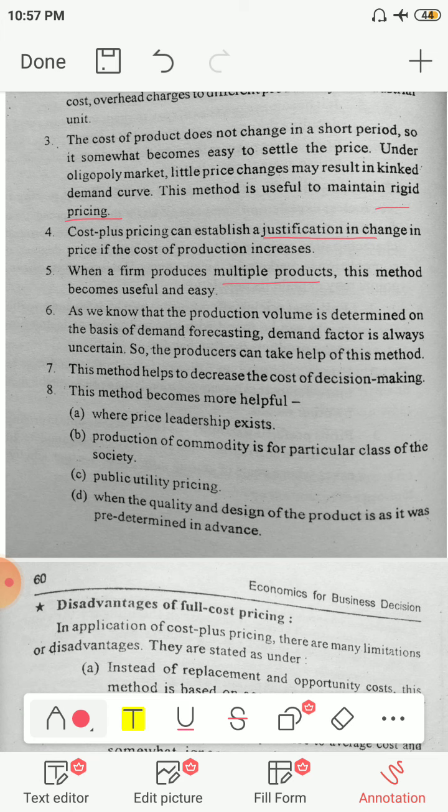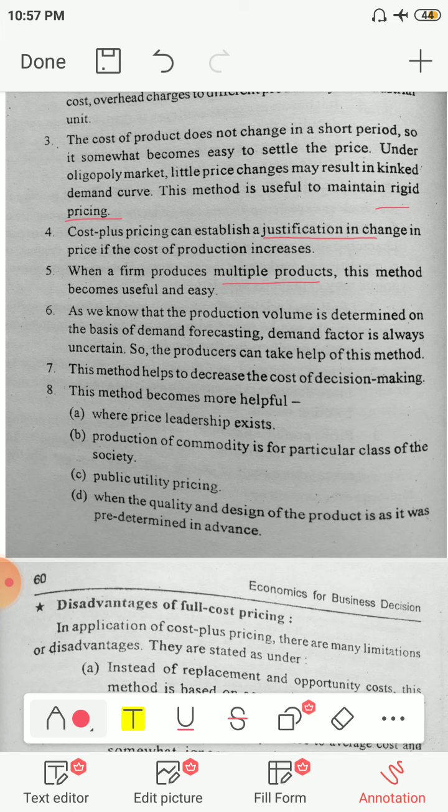The next advantage is, as we know, that the production volume is determined on the basis of demand forecasting, and the demand factor is always uncertain. So the producers can take help of this method. See, how much to produce totally depends on the demand forecasting that we have discussed in semester 3, unit number 2, demand forecasting. But demand forecasting is just a forecasting, it is just a prediction. It cannot give the precise result all the time, and sometimes the data related to demand is not available, and demand to a great extent affects price as well.